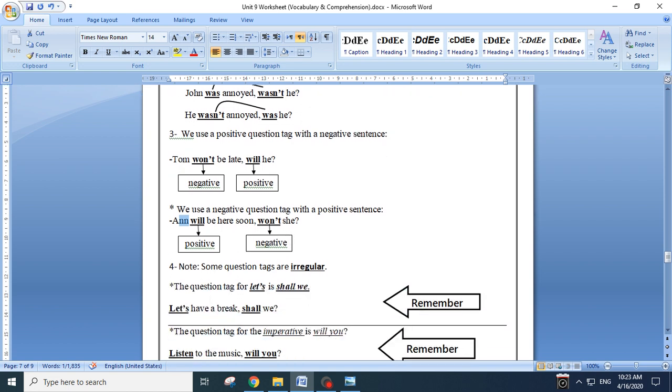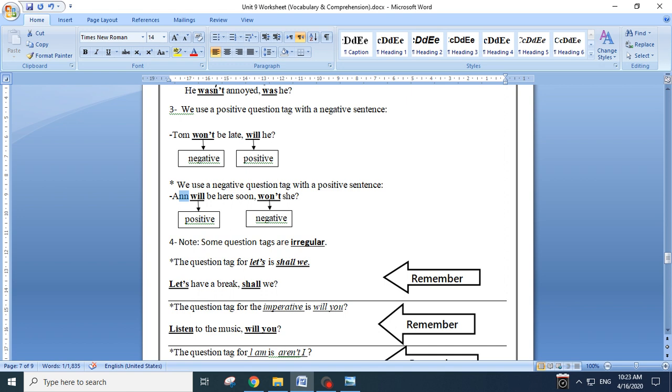Note, some question tags are irregular, just like let. With let we use shall, and with the imperative we use will. Imperative means commands, when the sentence starts with a verb, like open your book.